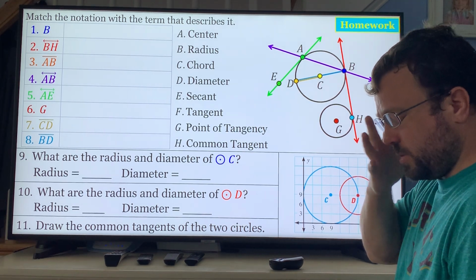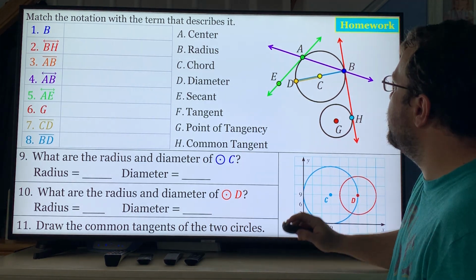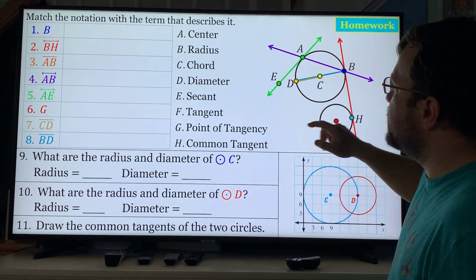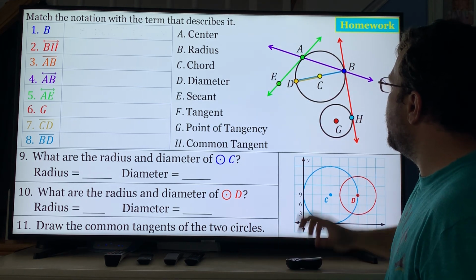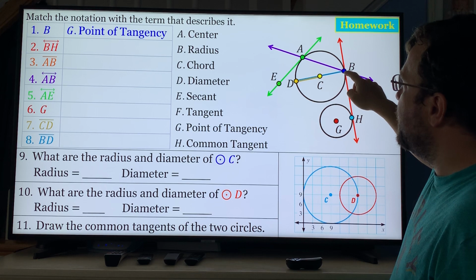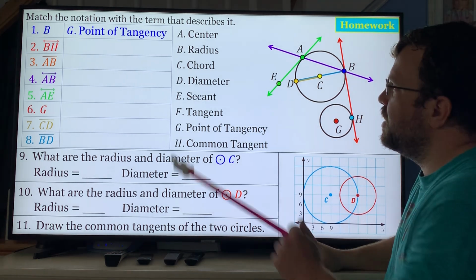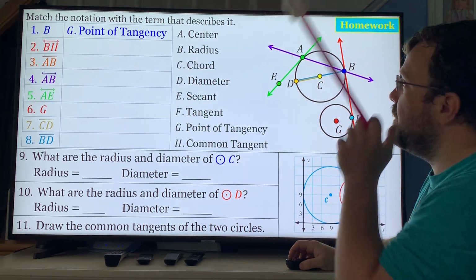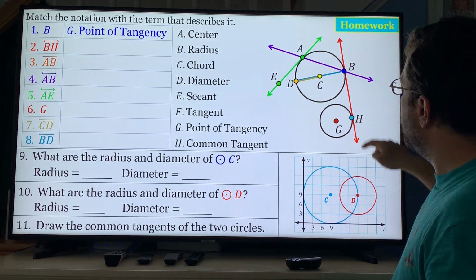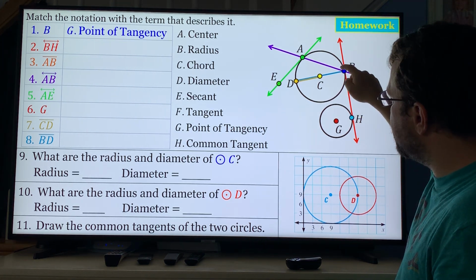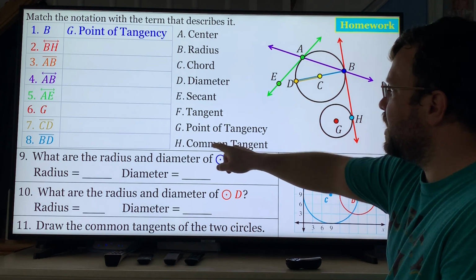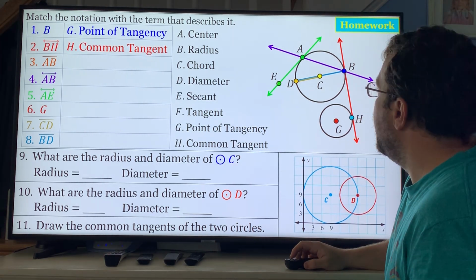All right, let's go over this. B. What do you think that is? It's the point of tangency, because it's the point that this thing hits in one shot. BH, line BH. Oh, it hits two circles, but it hits them both at one spot. So it is a common tangent, all right?